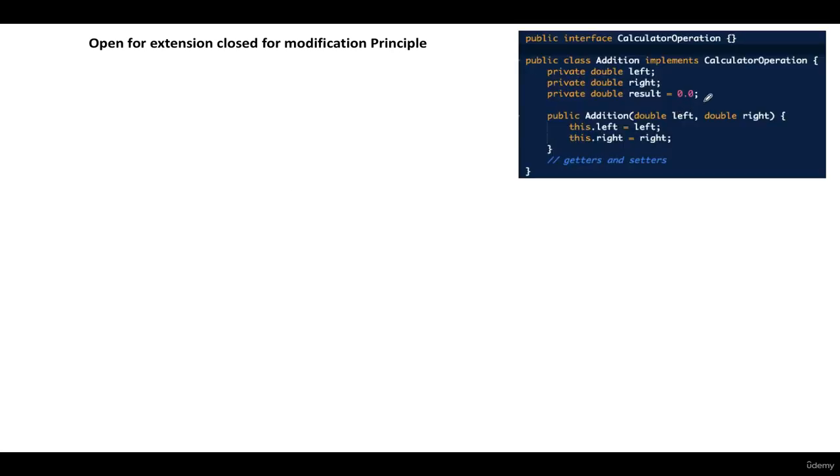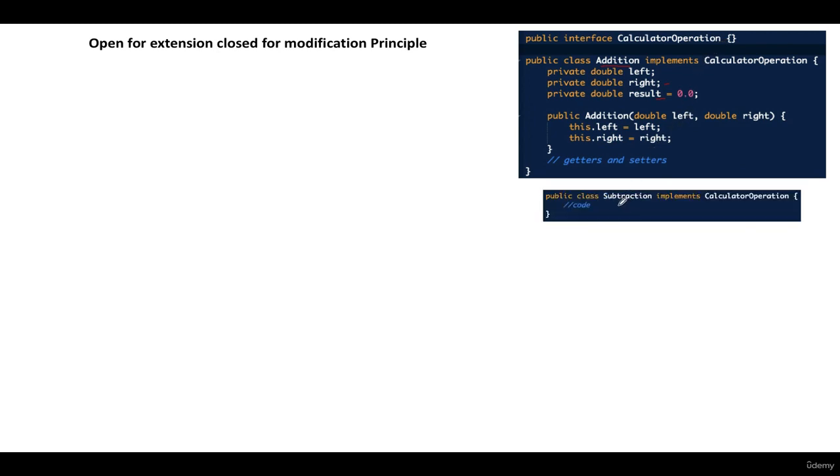Open for extension and close for modification principle. So this OCP principle states that the classes must be open for extension and closed for modification. So let's see an example. Consider you have one interface and the name of the interface is calculate operations, and this is my class addition which implements this interface, calculate operations. And now we have the constructor where we are passing the left and right and the result. So we perform the simple addition operation in this particular class which is implementing this interface.